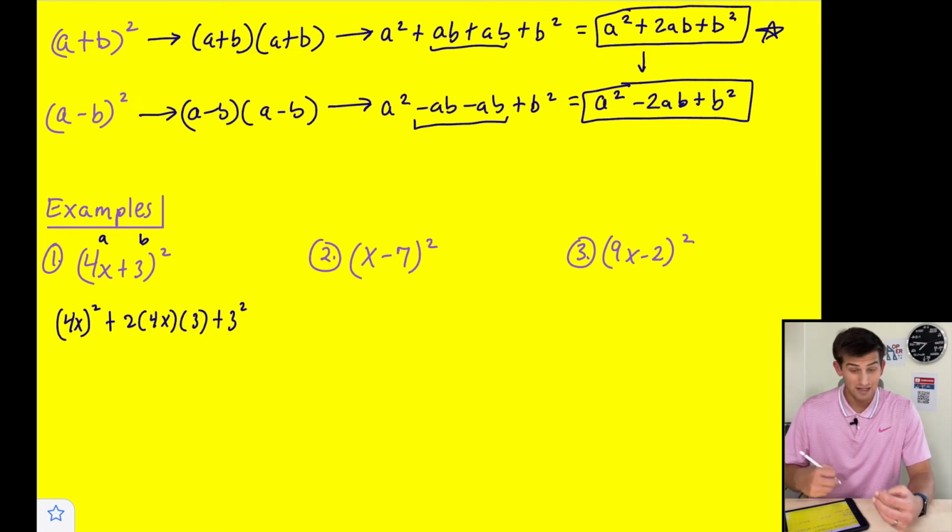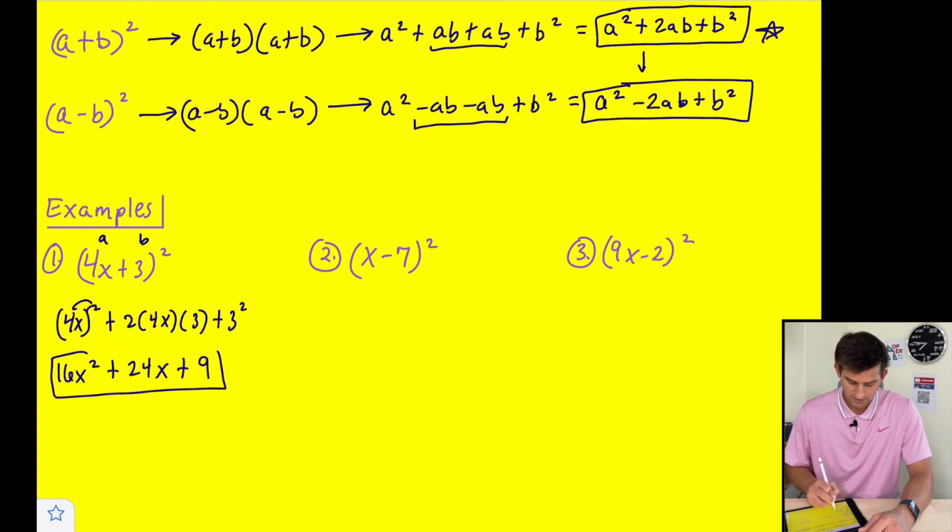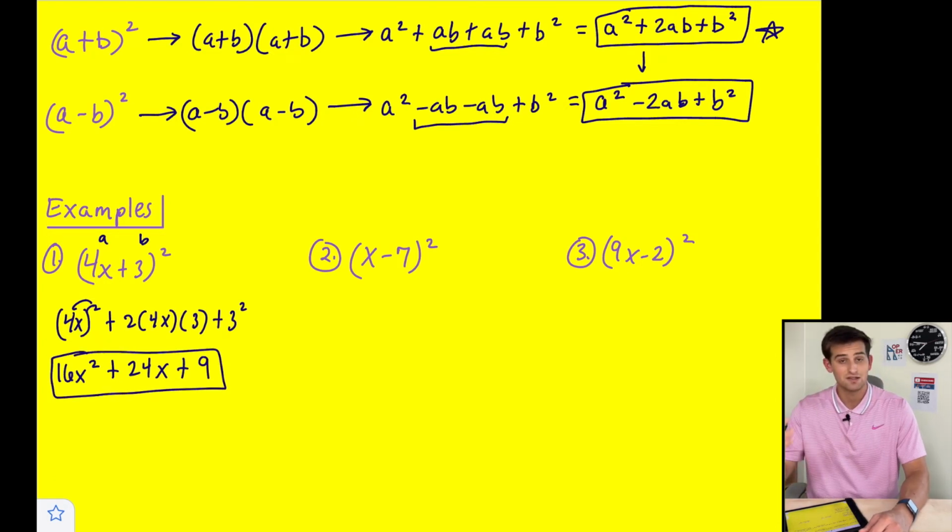Now be careful, in the exponent rule here, we have a power of a product, so we have to give that exponent to the 4 and the x. So 4 squared is 16, so we have 16x squared, plus 2 times 4 is 8, 8 times 3 is 24x, and then 3 squared is 9. So we get 16x squared plus 24x plus 9.